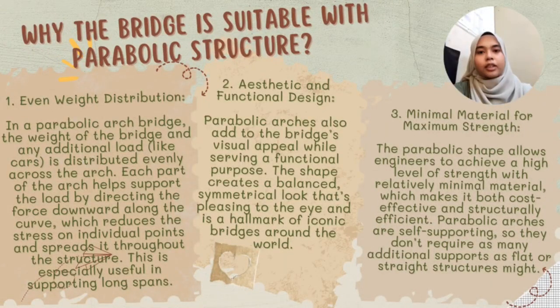Why is the bridge suitable with a parabolic structure? First, it is even weight distribution. In a parabolic arc bridge, the weight of the bridge and any additional load, like cars, is distributed evenly across the arc. Each part of the arc helps support the load by directing the force downward along the curve, which reduces the stress on individual points and spreads it throughout the structure. This is especially useful in supporting long spans.